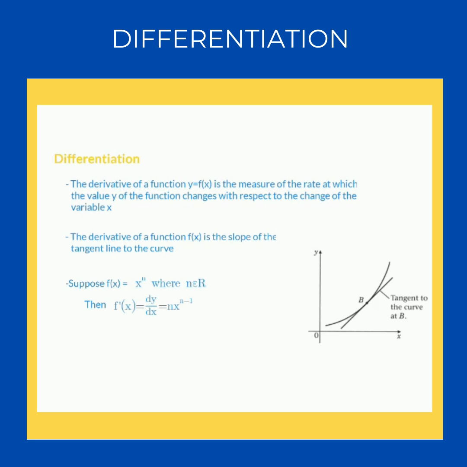So if I'm given f of x equals x to the power of n, where n belongs to R, and R here is all real numbers, then f prime of x, or dy over dx, which is the derivative of the function f of x, is n times x to the power of n minus 1. So n goes down and becomes the coefficient of x, and I subtract 1 from the power n. The answer will be f prime of x, or dy over dx.